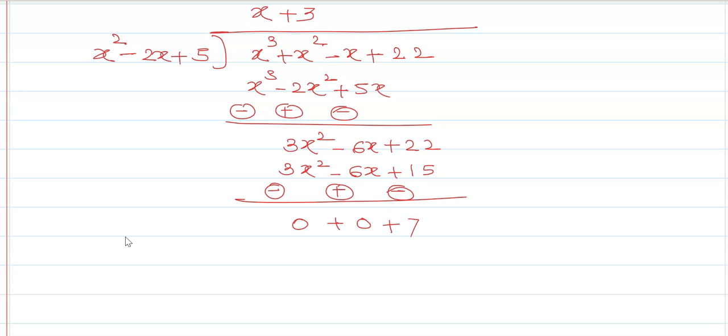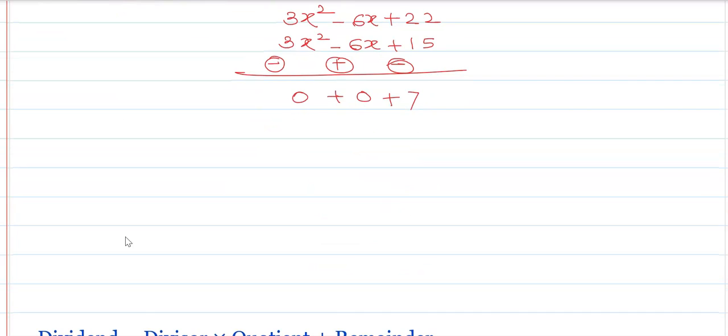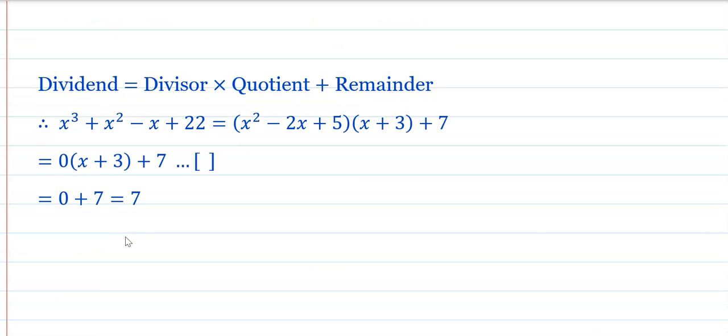7 is the remainder. Again, by the division algorithm, dividend is equal to divisor into quotient plus remainder. Dividend is x cube plus x square minus x plus 22. Divisor is x square minus 2x plus 5. Quotient is x plus 3, plus 7. The value of this divisor is 0. 0 into x plus 3 is 0. 0 plus 7 is 7. And hence the value of the polynomial x cube plus x square minus x plus 22 is 7.